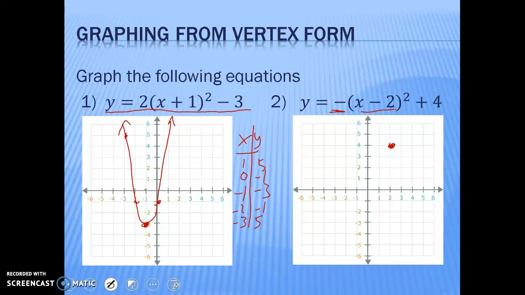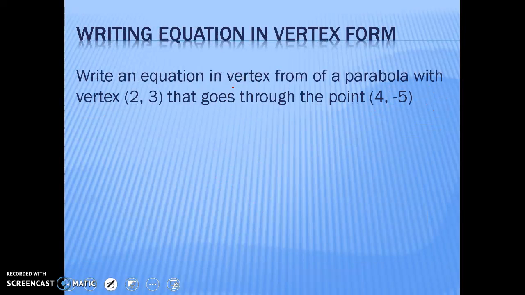So then I could make my x and y table. It's going to open down, and I would plug in like 1 and 3, and I would get 3's for both of those. I can plug in a 0 or a 4, and I would get 0's for both of those, and my parabola is going to open down and look something like that. The key here is that the h and the k give you your vertex. So let's move on and take a look at this situation. We want to write an equation in vertex form of a parabola with vertex at (2, 3) that goes through this point.